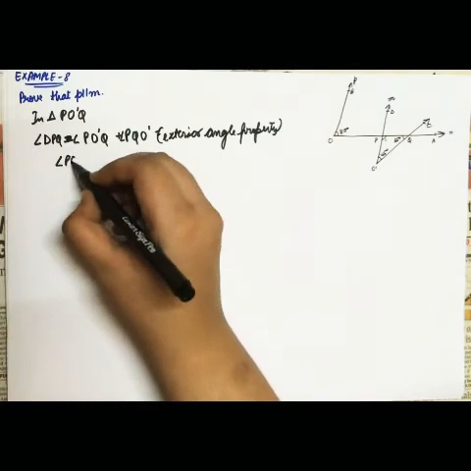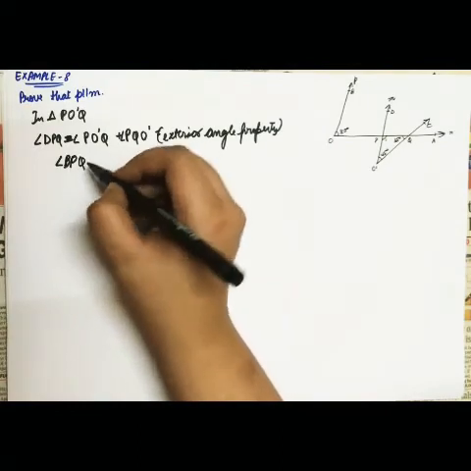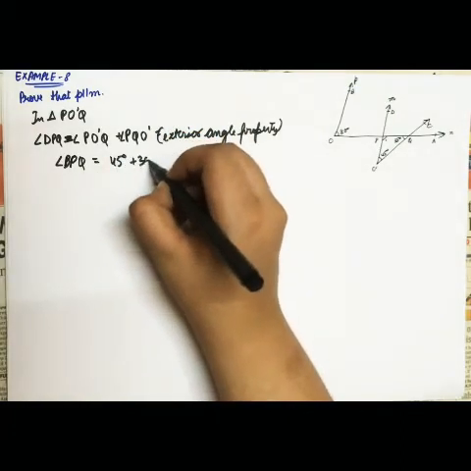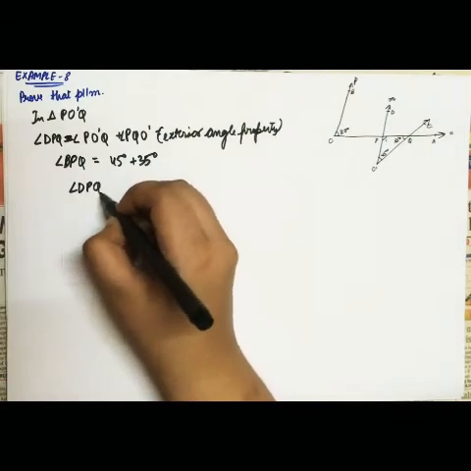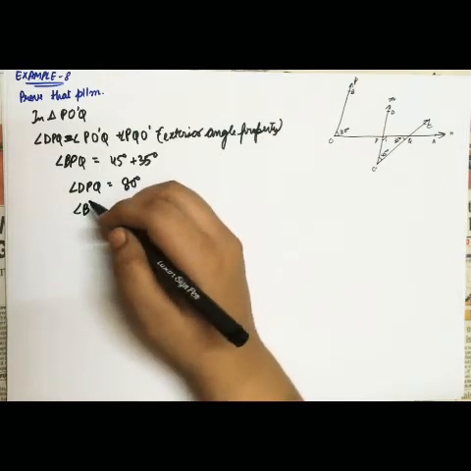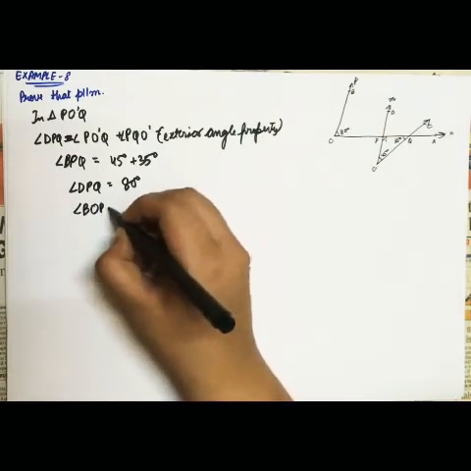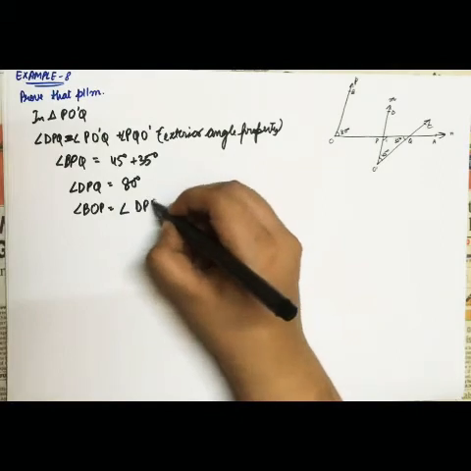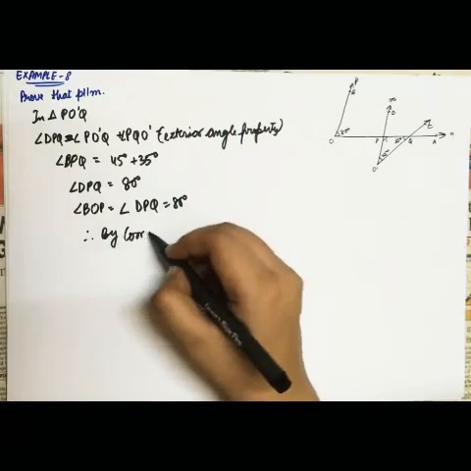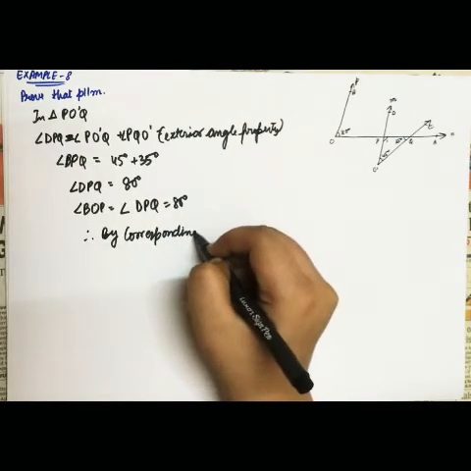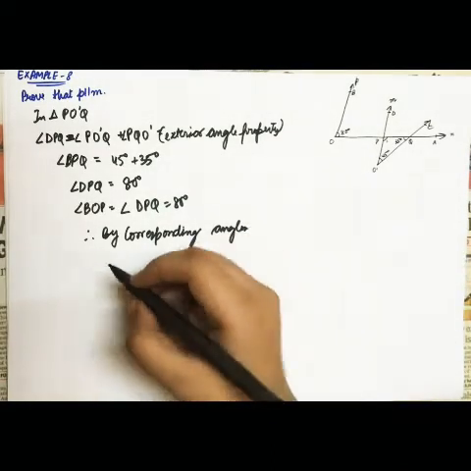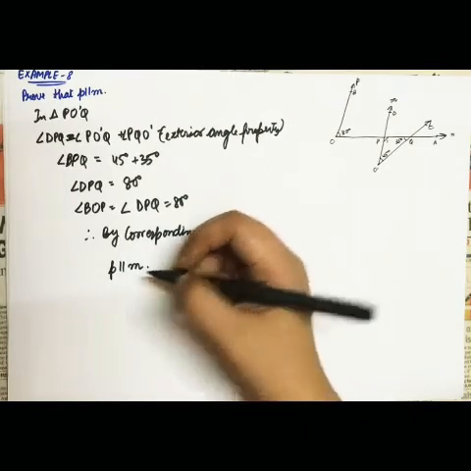Now angle DPQ is equal to 45 degrees plus 35 degrees. Angle DPQ is equal to 80 degrees. Now we can see that angle BOP is equal to angle TPQ, which is equal to 80 degrees. Therefore, by corresponding angles, we can say that P is parallel to M, hence proved.